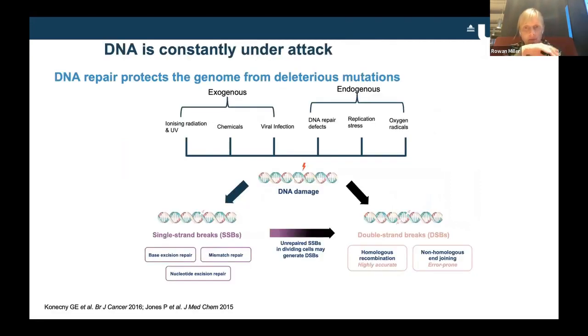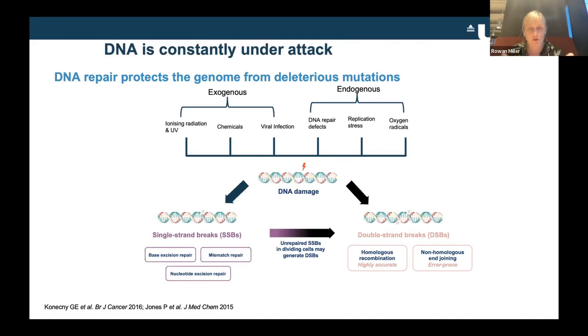However, the role of homologous recombination extends beyond that. So taking you back to your basic biology, you'll remember that our DNA is constantly under attack from endogenous and exogenous sources, and damage to DNA can either be single strand, which is fairly easy to repair because you've got your template DNA, and there are a number of mechanisms: base excision, mismatch repair, nucleotide excision.